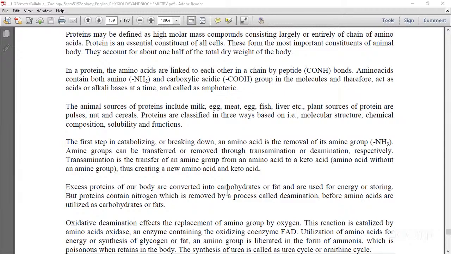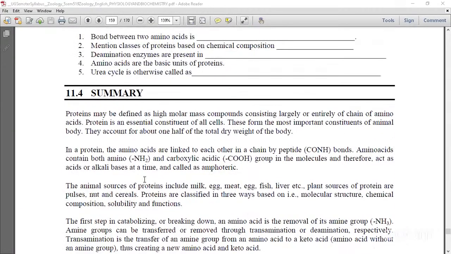Here, the amino acids are linked by the peptide bond, with the amino group and carboxylic group, and are called proteins, which are also amphoteric in nature. The animal sources of proteins are milk, egg, meat, fish, liver. Whereas in case of plants, pulses, nuts, and cereals. Depending upon the molecular structure and chemical composition, solubility, proteins are classified.